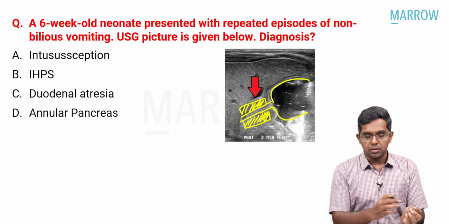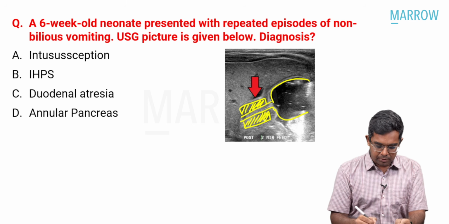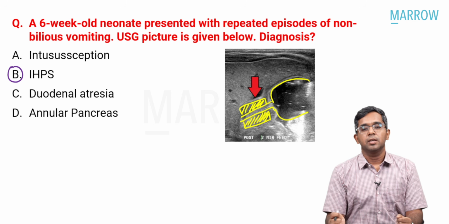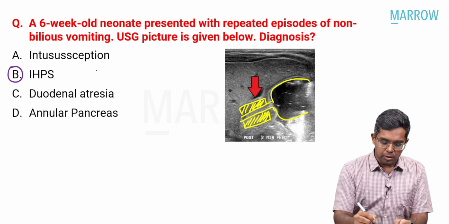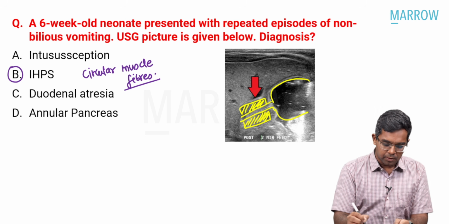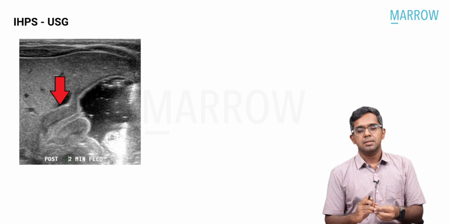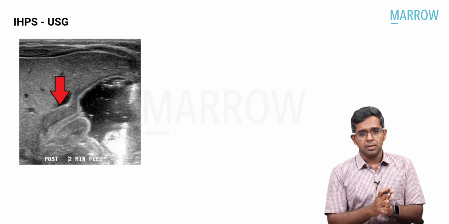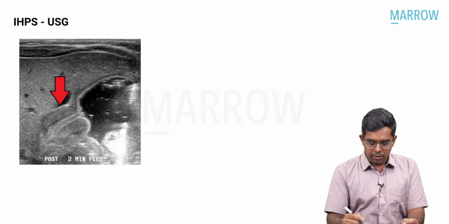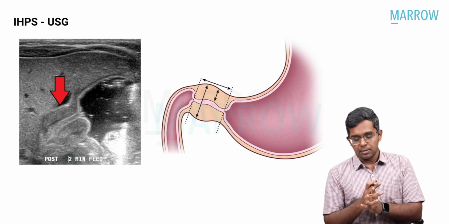So what is the answer for the question? Out of the 4 options, it is a clear case of IHPS, idiopathic hypertrophic pyloric stenosis, which is due to hypertrophy of circular muscle fibers of the pylorus. Circular muscle fibers. Okay, right. In fact, we have already discussed this previously also with the same picture, that ultrasound is the investigation of choice for the diagnosis of IHPS, and by ultrasound we even have a criteria.